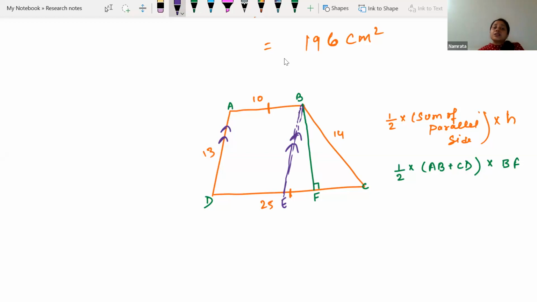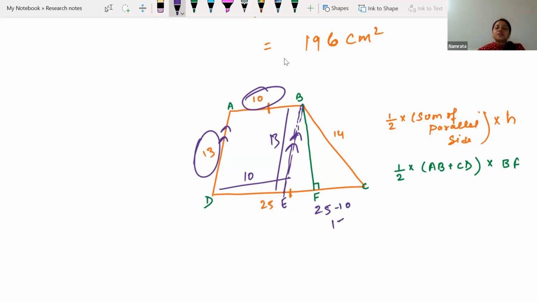Okay. Since it's a parallelogram, if this is 10, this much will be 10. If this is 13, this much will be 13. Now, if we focus on the triangle, we can see all three sides of the triangle are known. This will be 25 minus 10, that means 15. So all three sides of this triangle BEC are known and we can find the area of the triangle. But is our purpose to find the area of the triangle? No, our purpose is to find this BF. How will we find BF?